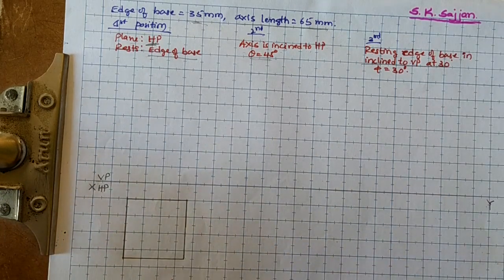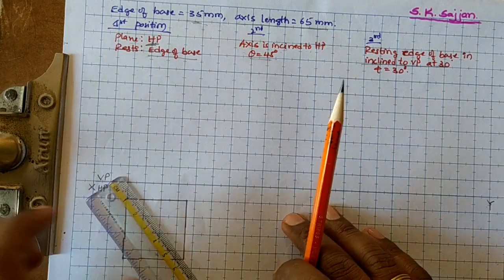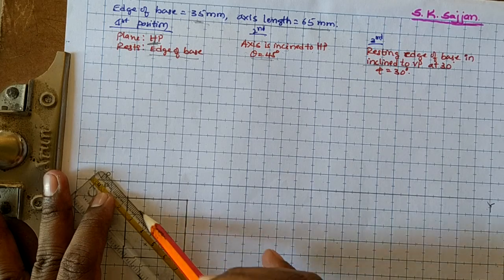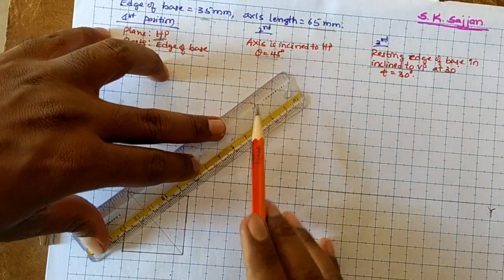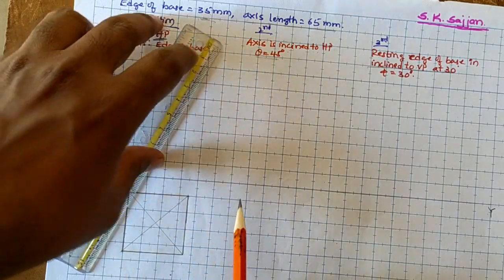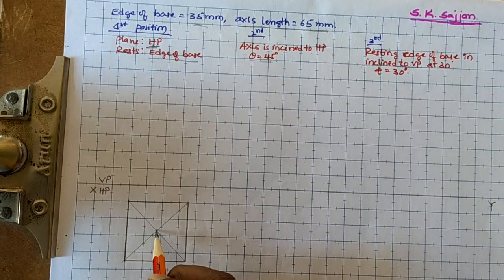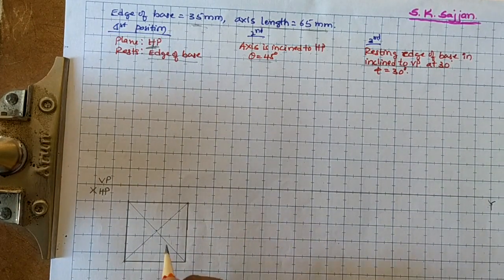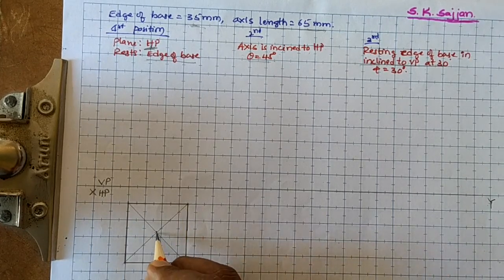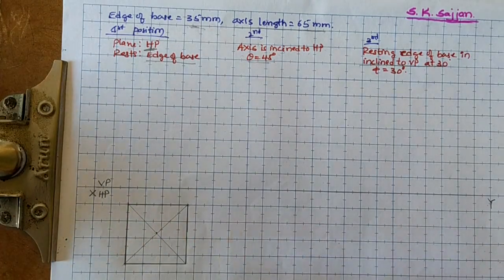Mark the axis point. Okay, by joining the opposite corners, that is nothing but a diagonal. Draw the diagonal. The intersection of these two diagonals is the axis point. This is the axis point. The intersection of diagonals is the axis point. Okay, axis point of the square.